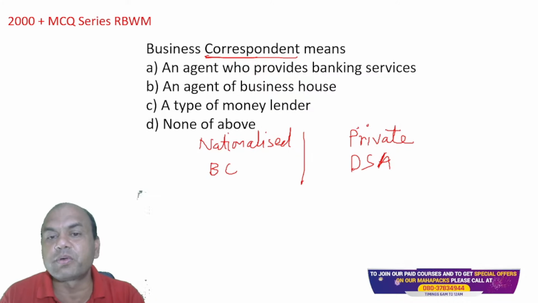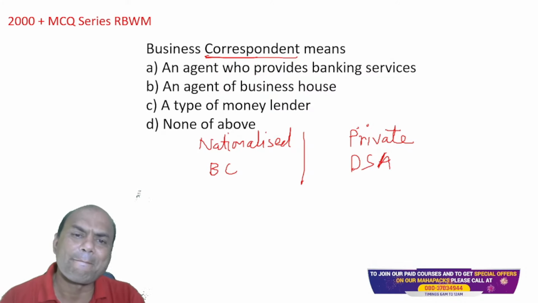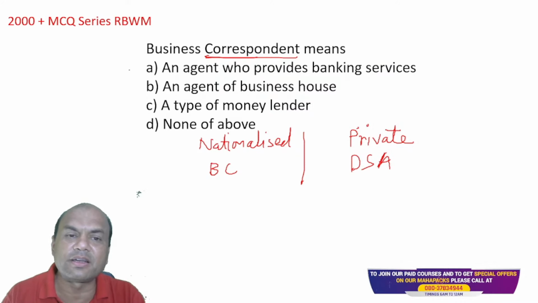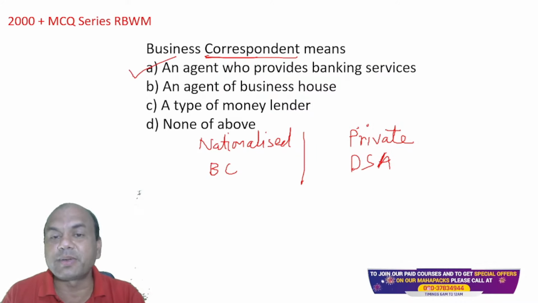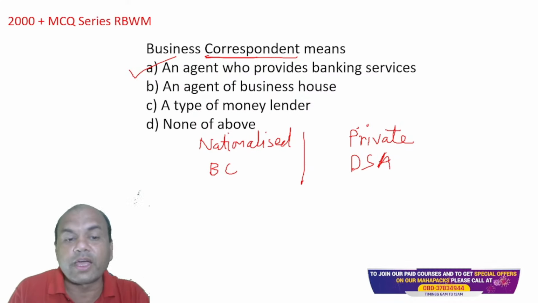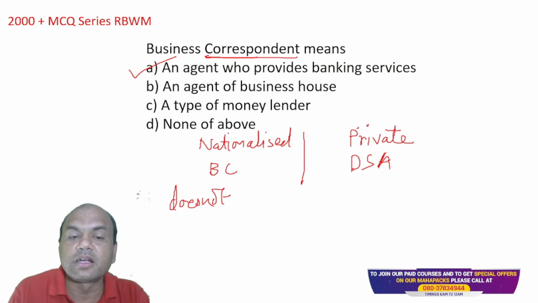An agent who provides banking service, an agent of the business house, a type of money lender, and none of the above. So who's this? Yes, it is A, obviously. Who provides banking service. Here, BC is always appointed in those areas where the bank doesn't have the reach.